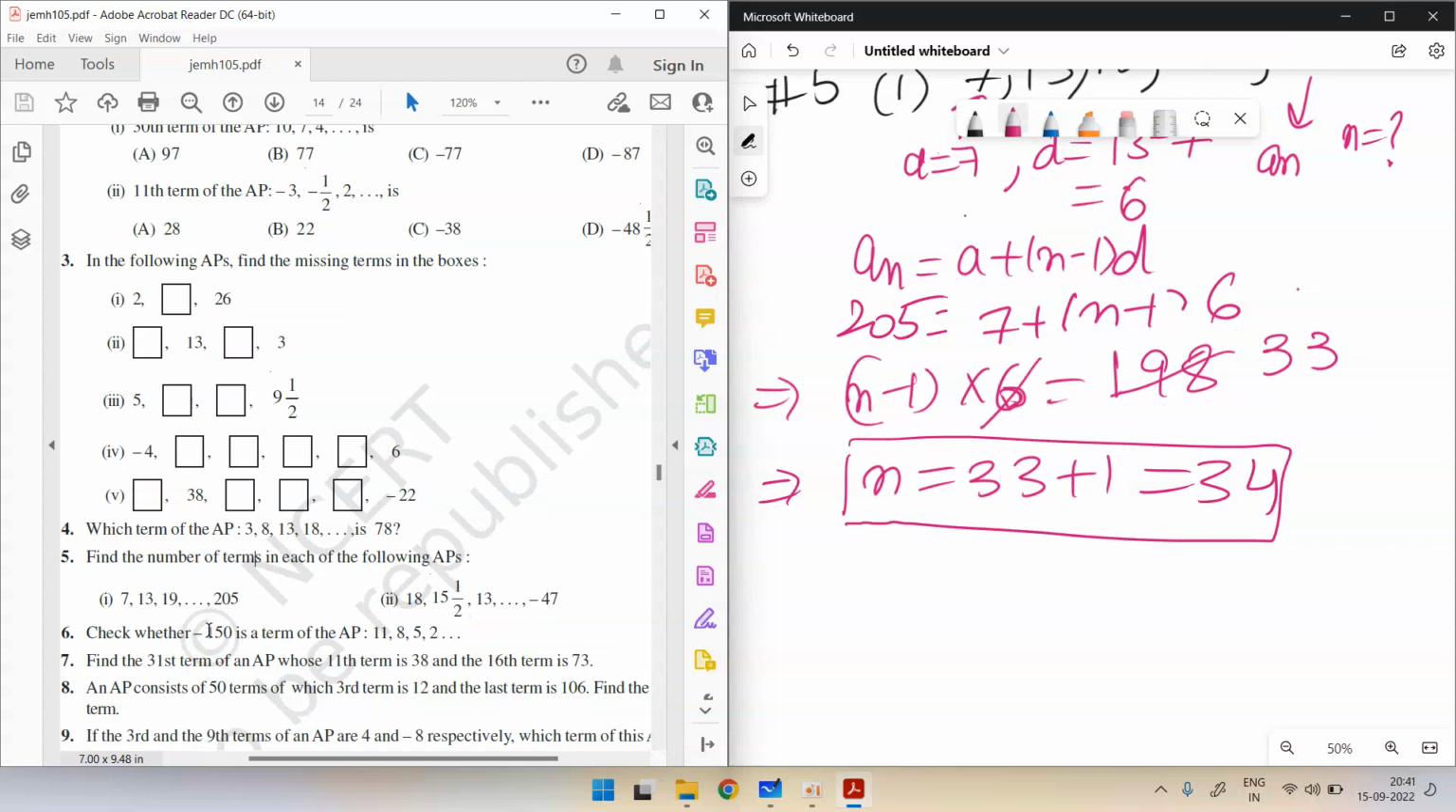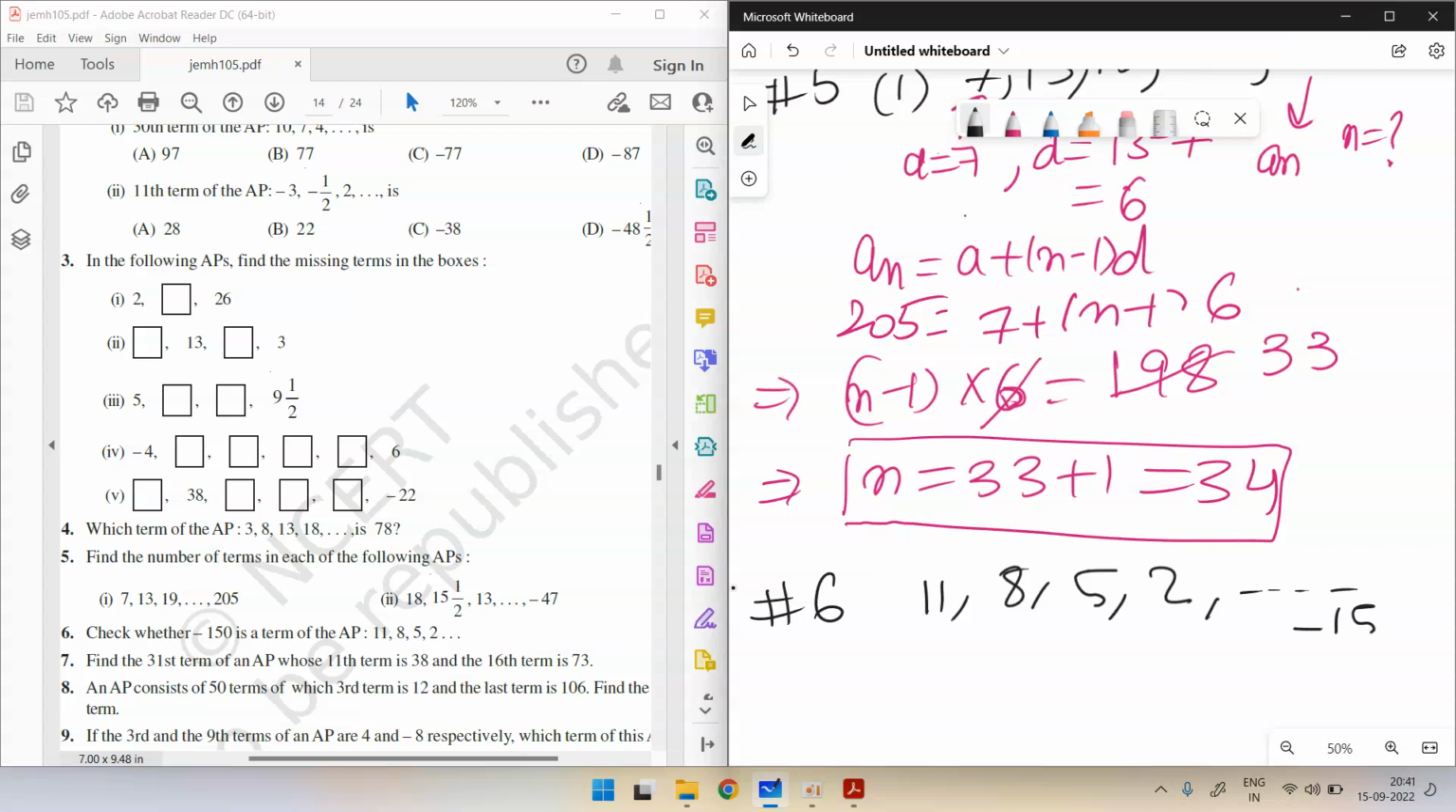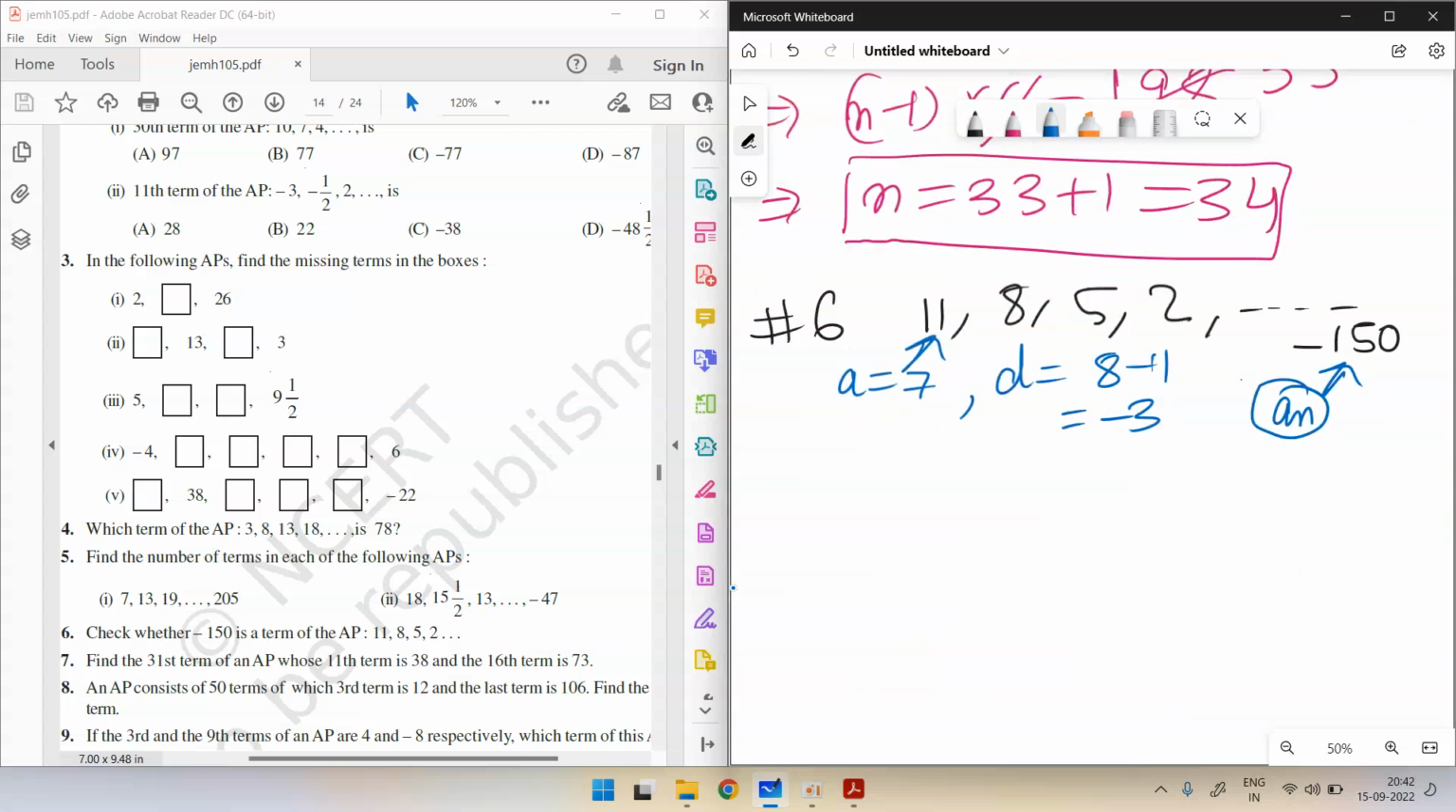You check whether minus 150 is a term of this AP: 11, 8, 5, 2, and so on. You need to check whether minus 150 is a term. So assuming this is my series, I am taking the first term a as 11, and the common difference d is nothing but 8 minus 11, which is minus 3. And since I am checking minus 150, I take this as my nth term. Assume the nth term is minus 150, and you need to find the value of n for which this holds true.